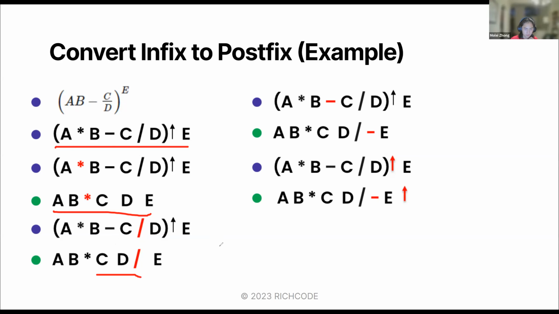So CD division. And then finally, inside the parentheses, we have the subtraction, and it's acting on the A times B and C divided by D. So we just put this after everything. So it becomes AB times CD divided by, and then minus. And then this exponentiation comes last. It's raising everything here to the power of E, so we can just put this at the end. Okay, moving on.